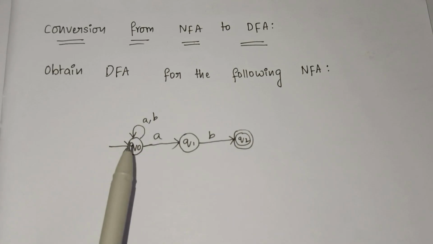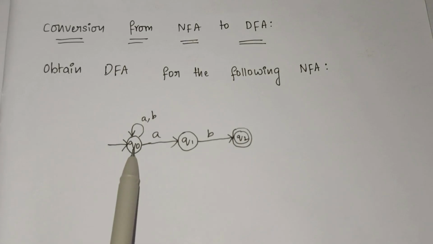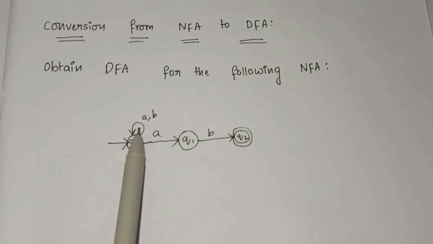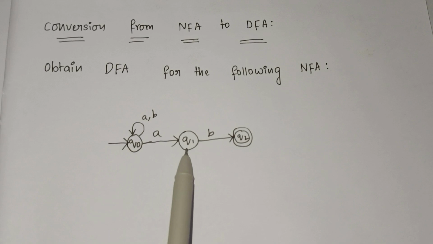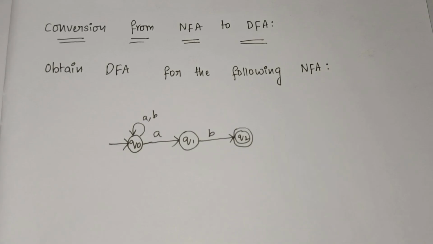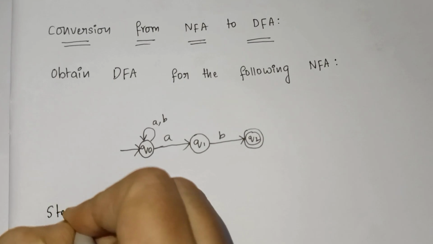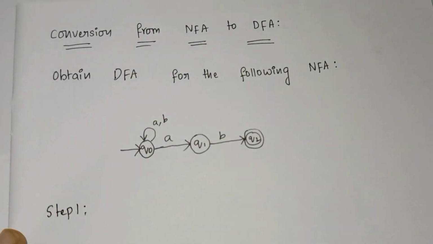Now we have a very simple question. This is an NFA because the state Q0 has two transitions with the same input symbol, Q1 has only a transition with B and doesn't have a transition with A, and Q2 doesn't have any transitions with A or B. So this is an NFA. Now we have to convert this NFA to DFA. What is the first step that needs to be done? That is step 1.